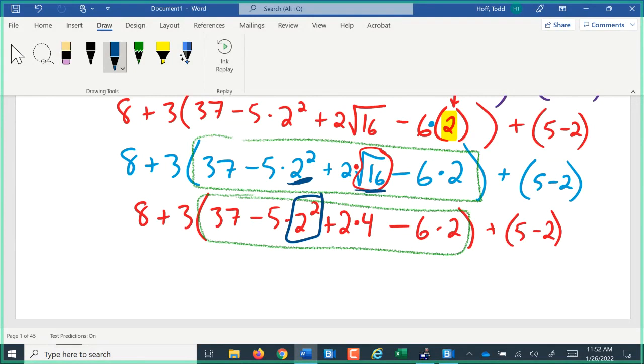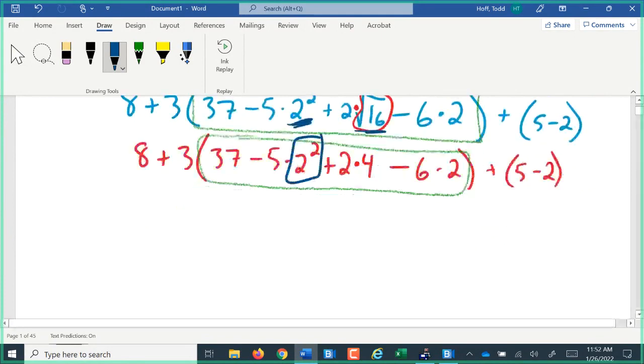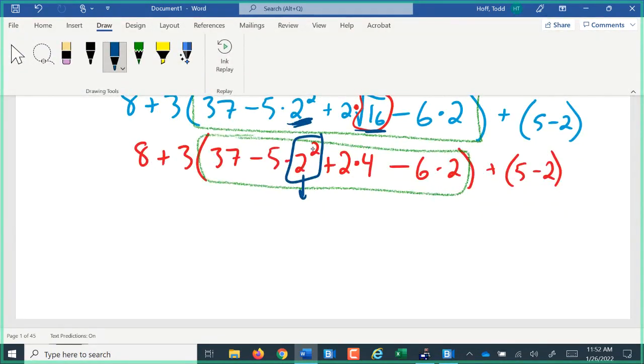I approached this radical as an enclosing symbol that I could get rid of. So I did the root to get rid of the enclosing symbol, rather than necessarily approaching it as an exponent. If I was approaching it as an exponent, I probably should have done the 2 squared first. Notice the result is going to end up the same either way. So 2 squared is 4, 2 times 2. Problem stays the same.